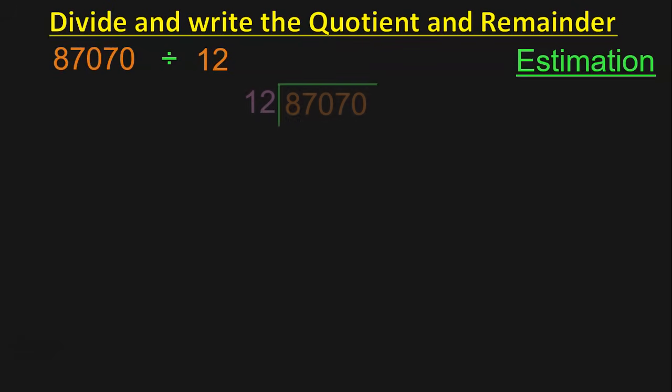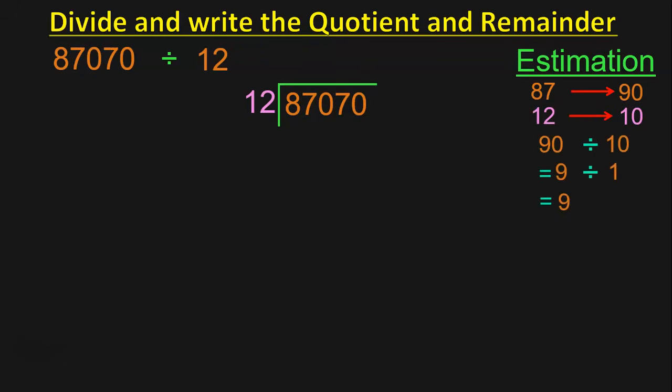87,070 divided by 12. So begin the long division method. The first digit cannot be taken alone. Take the two digits 87 together. Now round off 87 to the nearest 10 and you get 90. Round off 12 to the nearest 10 and you get 10. So 90 divided by 10 is equal to 9.